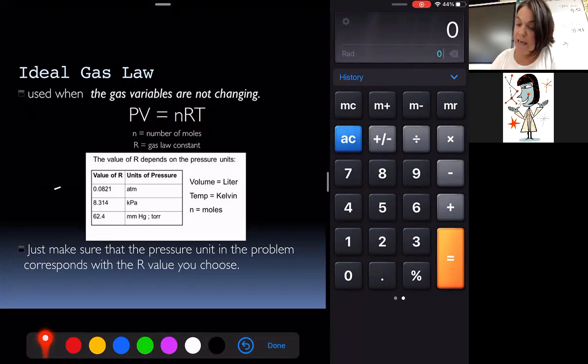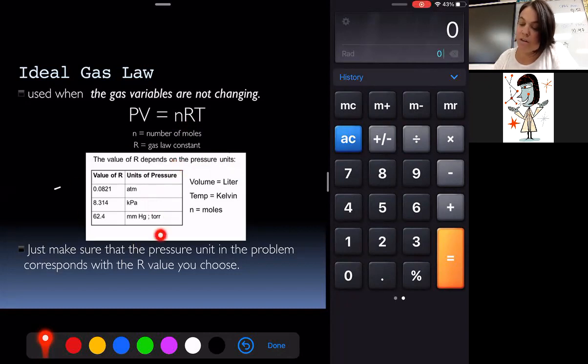What's new here is n stands for the number of moles, and R stands for the ideal gas law constant. You can find this on the back of your periodic table, or you can always Google it if you need to. The value of R depends on the pressure units. So if your P is in atm, you're going to want to use 0.0821. If it's in kilopascals, it'll be 8.314. And if it's in millimeters of mercury or torr, it'll be 62.4.